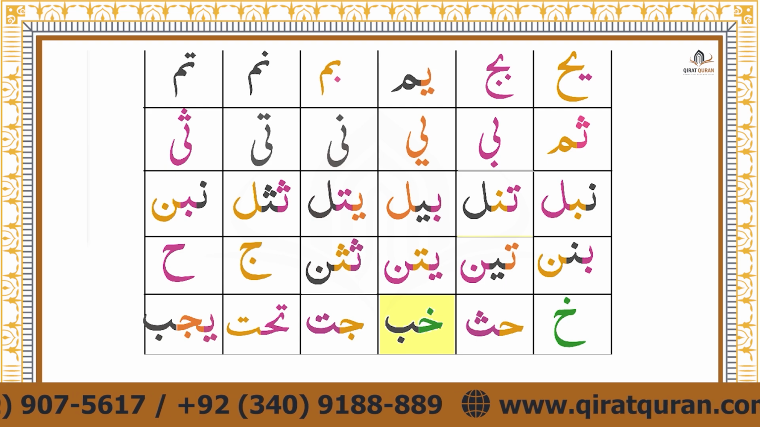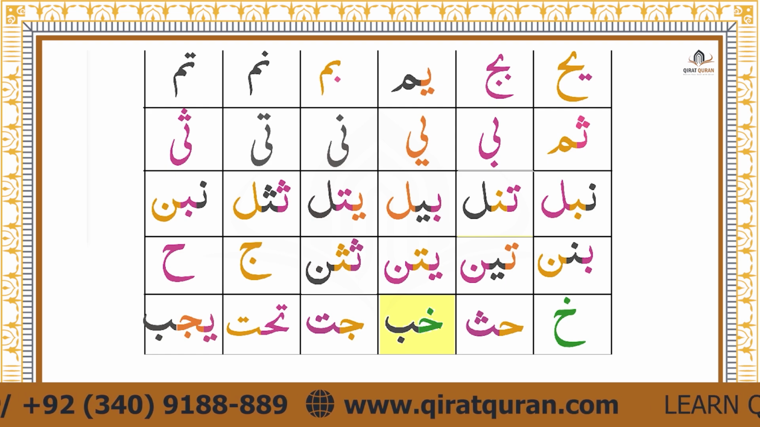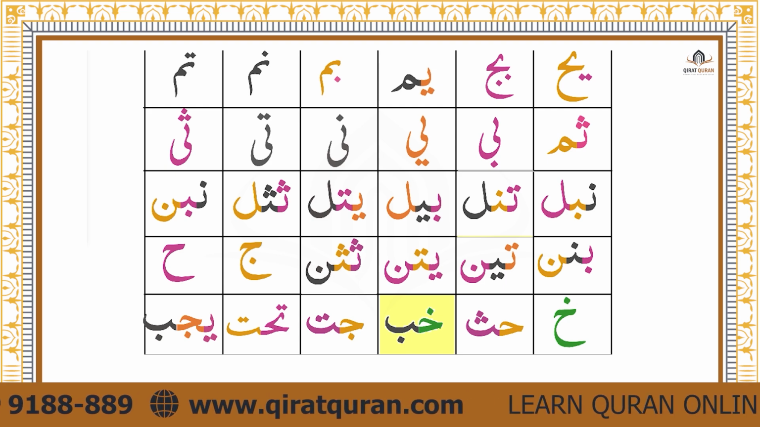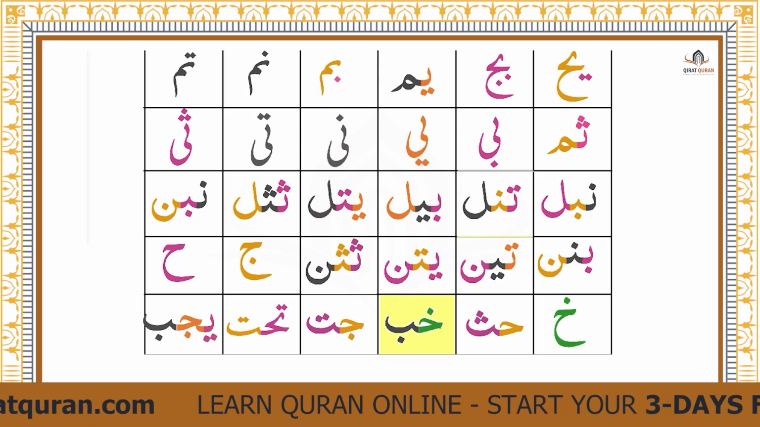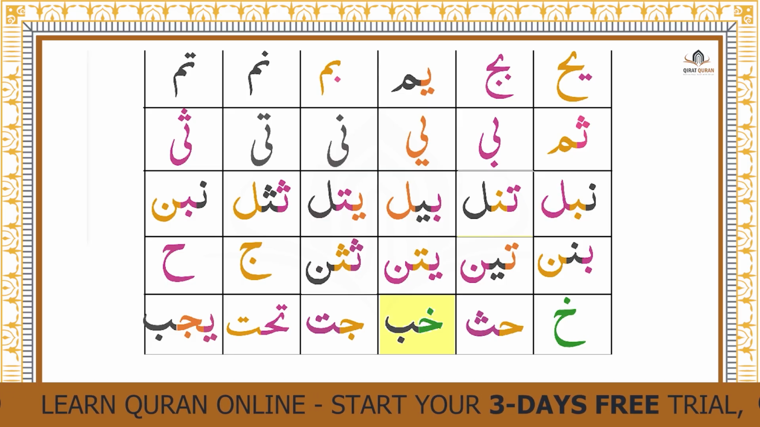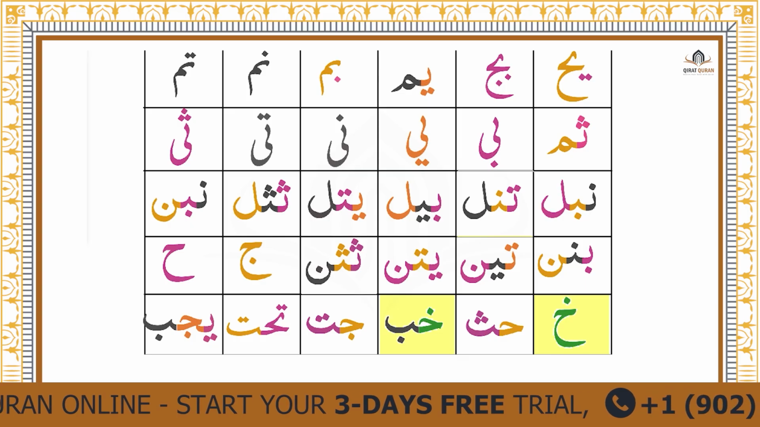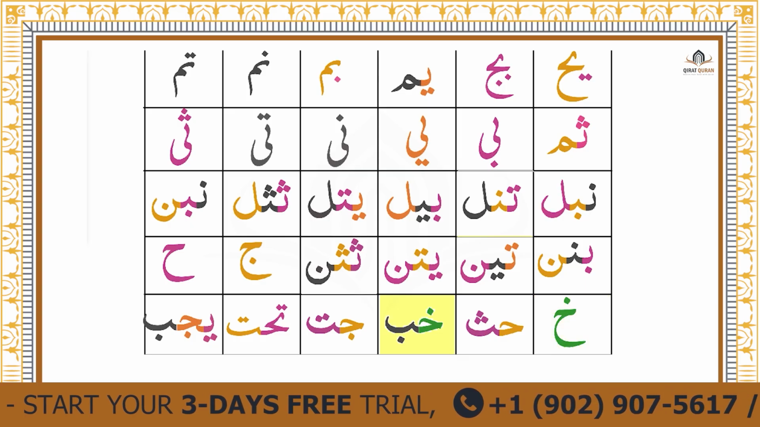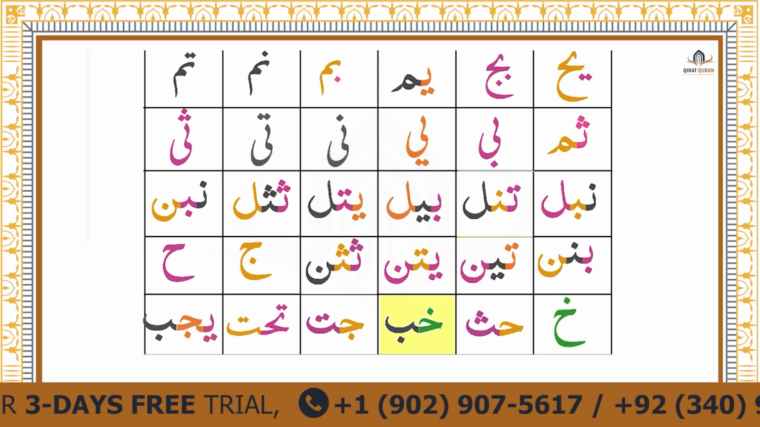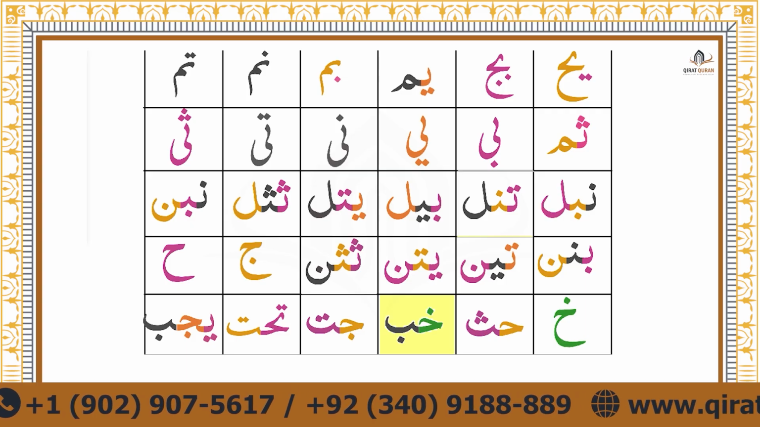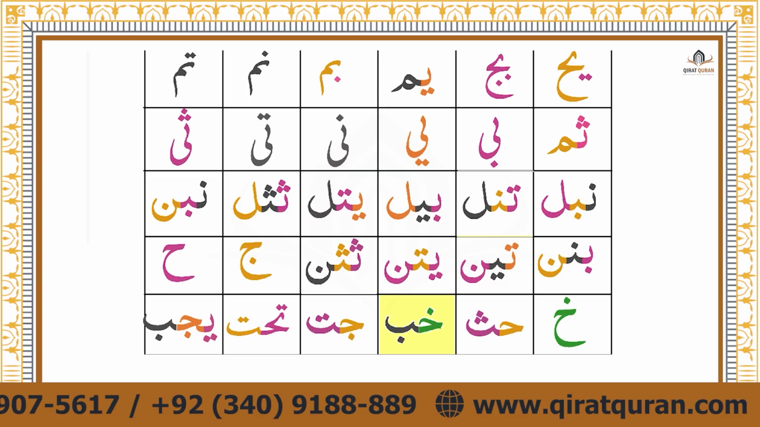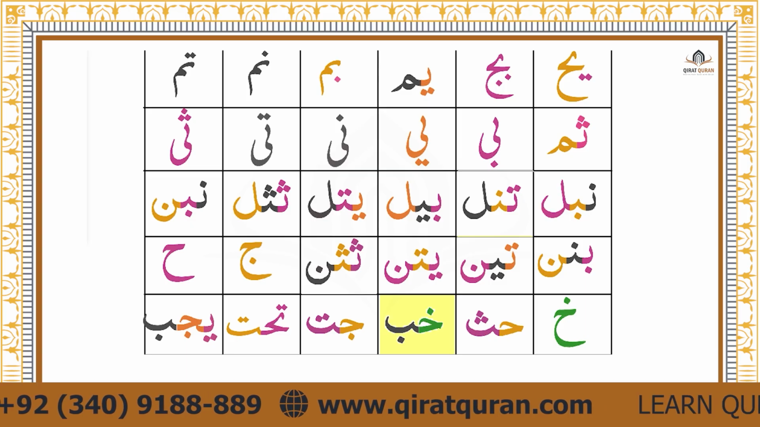Then this next one, this is kha. The first one is kha, because the formation of this letter is similar to the first part of kha here, and it also has one dot at the top, so that's why we know that this is kha. And the next letter having one dot at the bottom is ba.